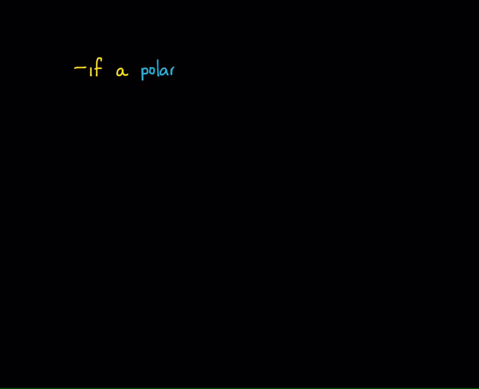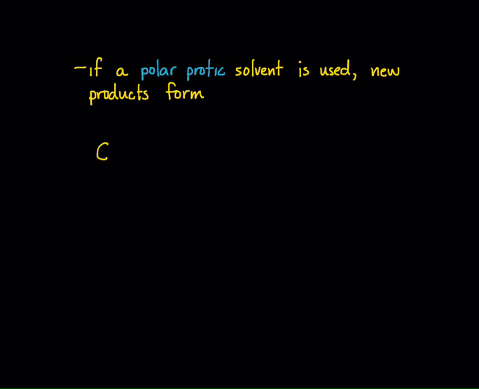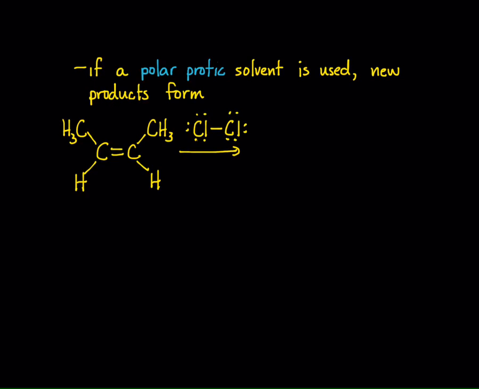Now, one of the little twists is that if instead of using a nonpolar solvent like carbon tetrachloride, I used a polar protic solvent, I get new products that form from this reaction. What's happening is, let's say I have cis-2-butene, and I react it with chlorine, but now instead of using carbon tetrachloride, I use water. Well, what happens in this reaction? Well, let's think about both the nucleophile and the stereochemistry of this reaction.